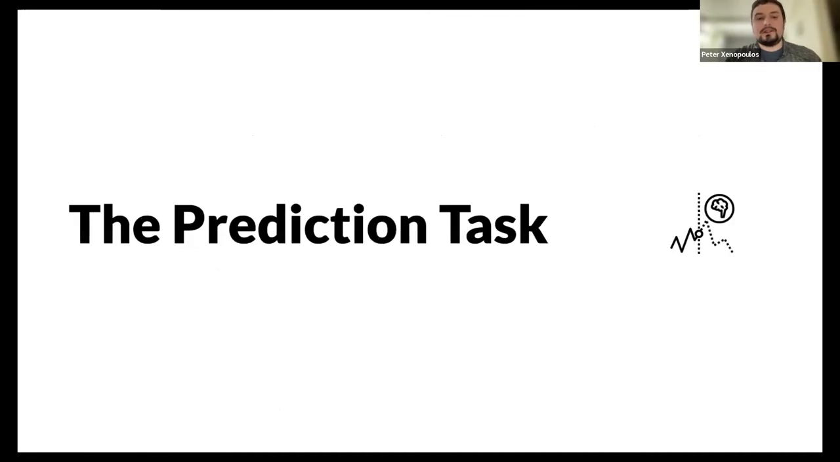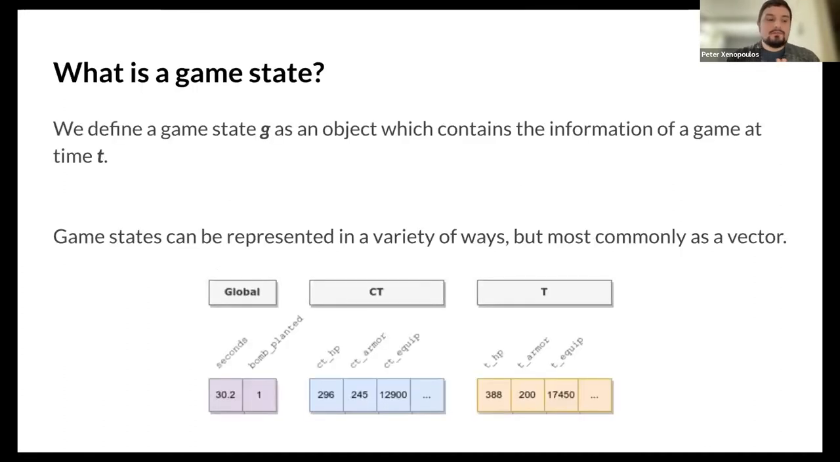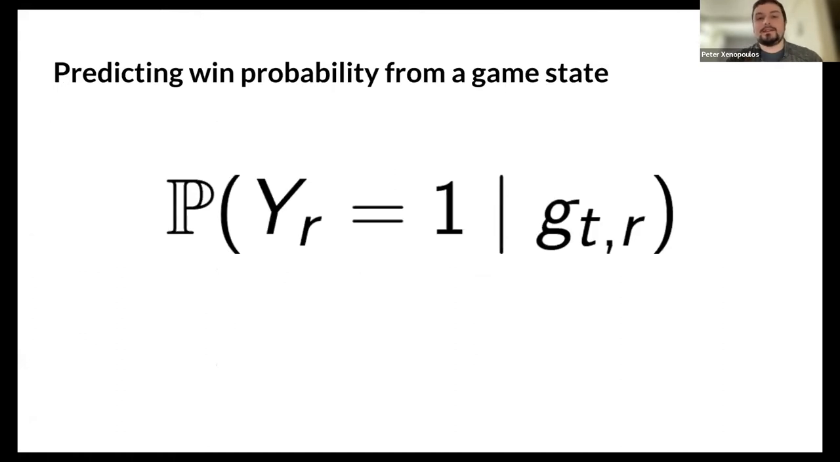So now let's look at the prediction task. But before we do that, let's briefly define a game state. What we call a game state here is an object that contains all the information of the game at time t. This information can be things like how much time is remaining, what the total HP of each side is and their equipment, and so on. The idea is we want to use this game state at time t in round R, which we call GTR here on the right, to predict the outcome of round R, which we denote as YR. And we'll say that YR is equal to 1 if the CT side wins the round.